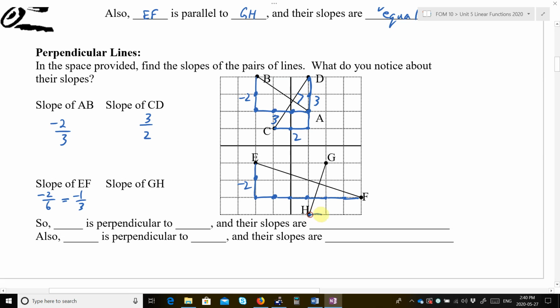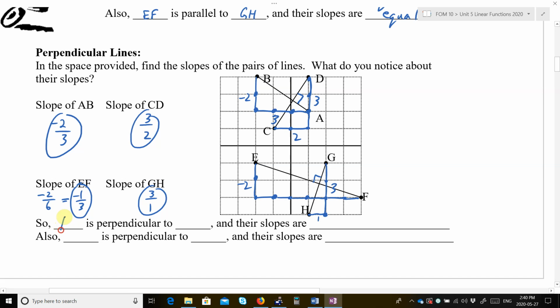And GH is 1 to the right, 3 up. So the rise is 3, the run is 1, 3 over 1. Okay? And we kind of have to compare these slopes. We've got negative 2 over 3, and the slope of something perpendicular to that is 3 over 2. Versus down here, the slope of EF is negative 1 over 3, and the slope of GH, which is perpendicular to EF, is 3 over 1.